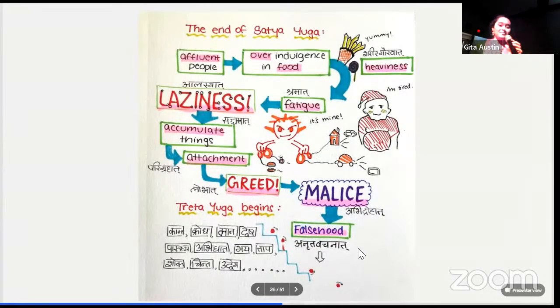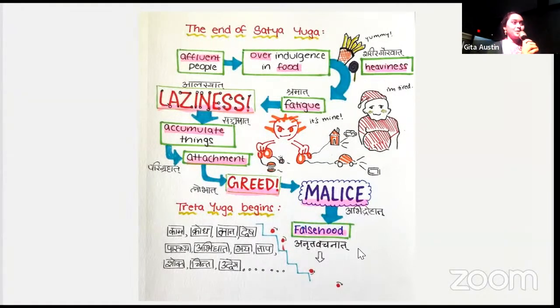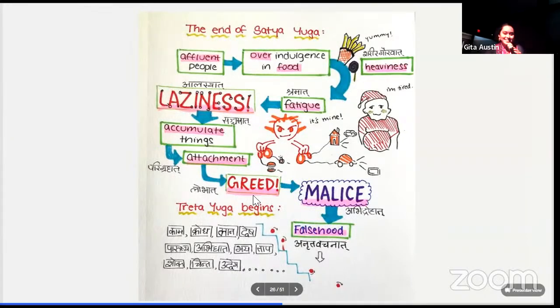So then I lie because then I know that Purvi knows that I have it. I may have more, but I tell Purvi, no, I don't have that book. I have only one. I can't give you. So that's where all the bad things start. And this is when Treta Yuga starts. So in Satya Yuga, everyone was truthful. That's why it's called Satya Yuga. And in Treta Yuga, you see Kama, Krodha, Mana, Dvesha, all of these negative qualities come.